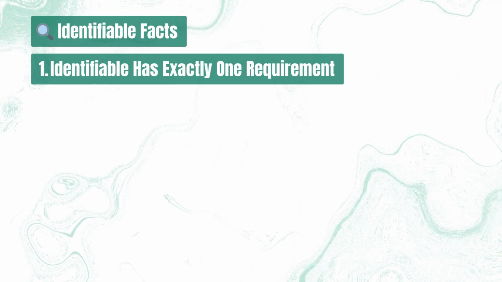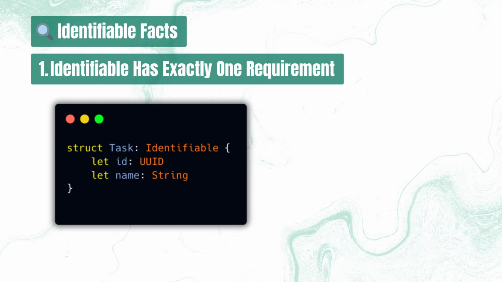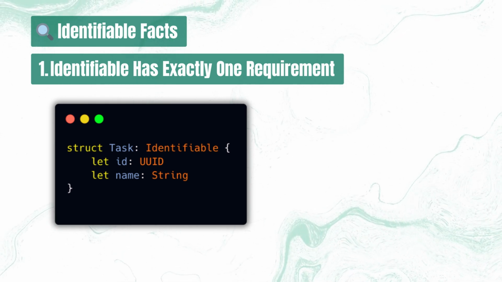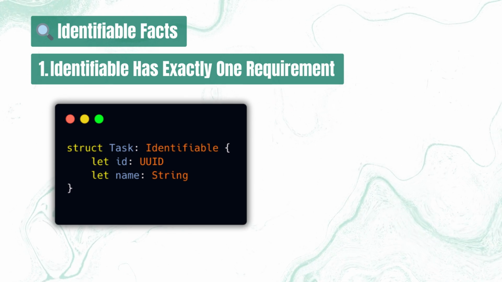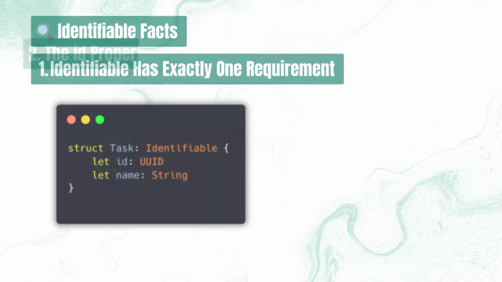Identifiable having just one requirement makes it one of the most low-maintenance protocols in all of Swift. It needs just one property, ID. That's it. One line of conformance, and SwiftUI goes, "Thanks fam, I got it from here."